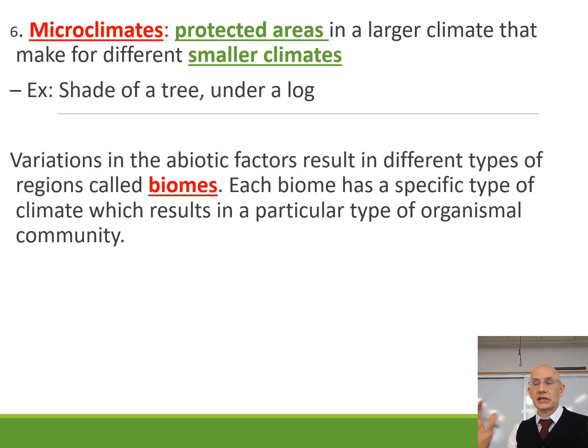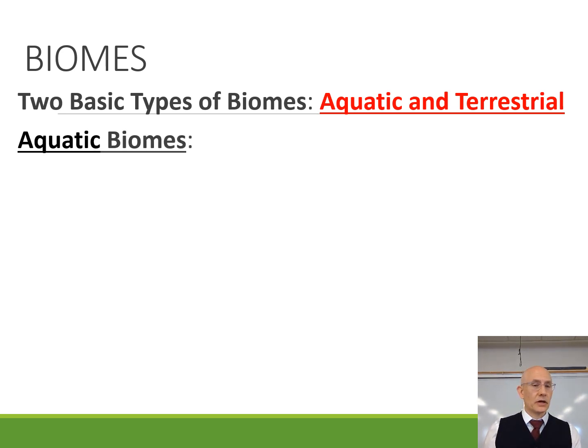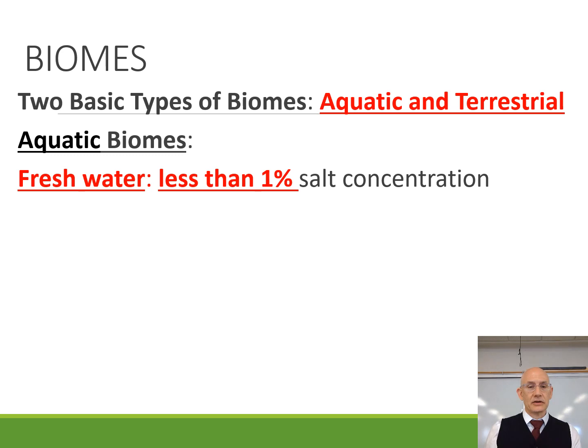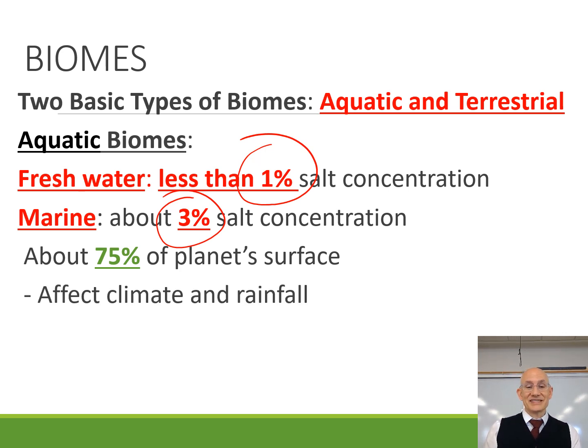All the variations in the climate, they're going to give you our different biomes. Biomes are simply the different types of ecosystems. So you've got aquatic and terrestrial ones. Your aquatic biomes have several things that are going to be in common. You've got your freshwater ones, less than 1% salt, marine 3% salt. That is 75% of the Earth's surface and responsible for the most productivity because of its size.